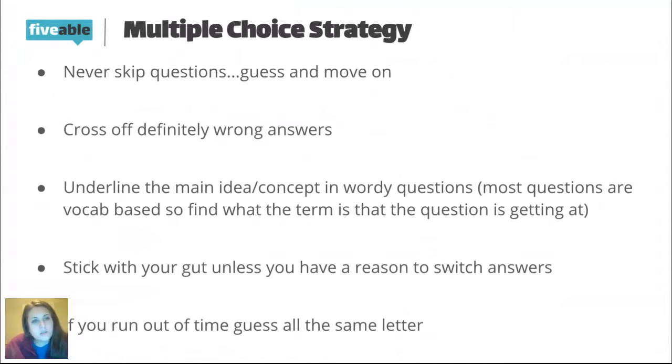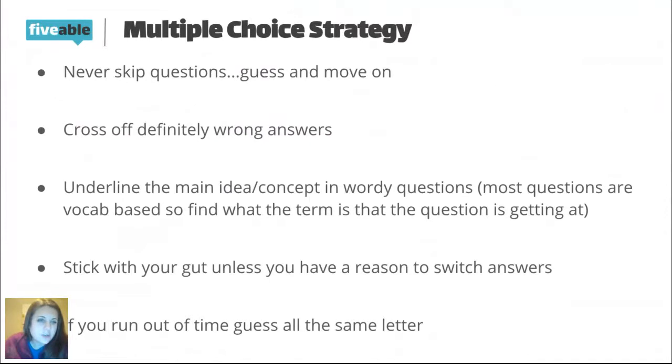Things that are also useful are annotating the text. I know you don't have a ton of time, but if you know for sure an answer is wrong, cross it off immediately. It helps you visually take in the question better. Try to underline the main idea or concept, especially because some of these questions are almost a paragraph long and get a little bit wordy. Pick out the key point, especially if it's a vocab term, because a lot of times the questions are trying to get you to a specific vocab word. If you can highlight that or pick it out right away, it will help you answer the question.